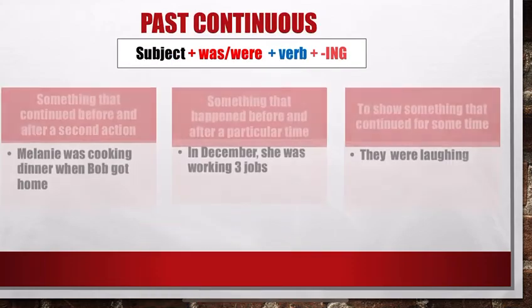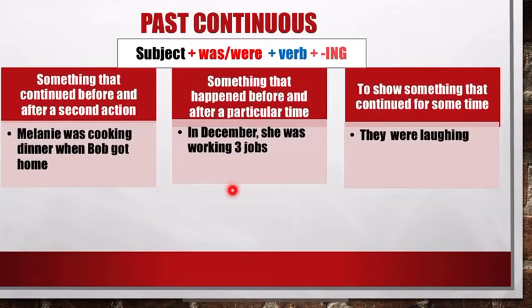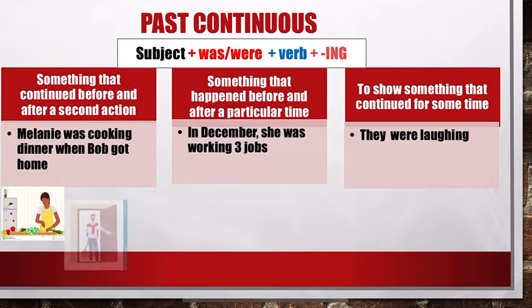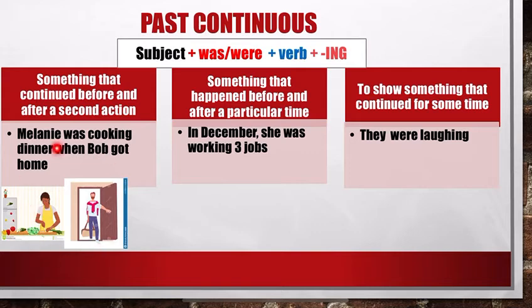Now the past continuous is formed by putting was or were, which is verb to be, just like we saw before, plus the verb plus ing. When do we use it? We use it with something that continued before and after a second action. Like Melanie was cooking dinner when Bob got home. So Melanie was cooking dinner and Bob got home, but Bob coming home didn't stop Melanie from cooking. So the two actions are going at the same time.